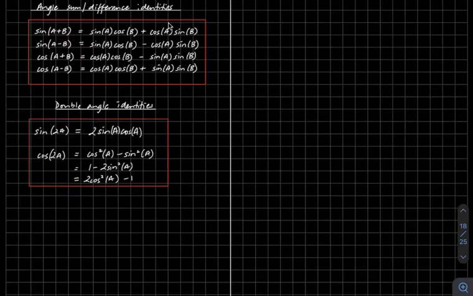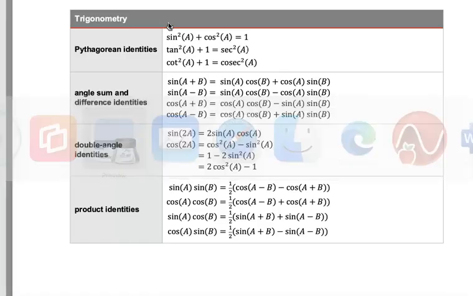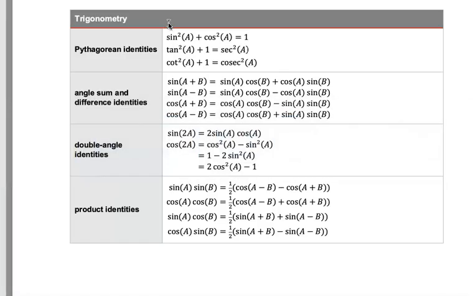So this is our double angle identities, and again these ones are there on our formula sheet. You can see those ones there, our double angle identities. So all of those are given to us and we don't need to be able to remember them.